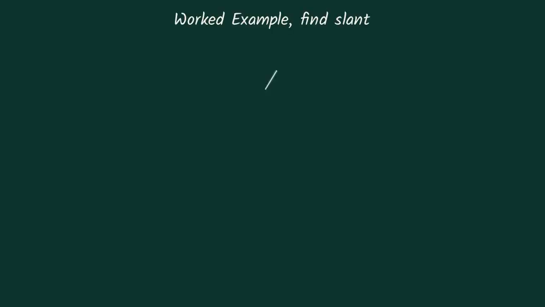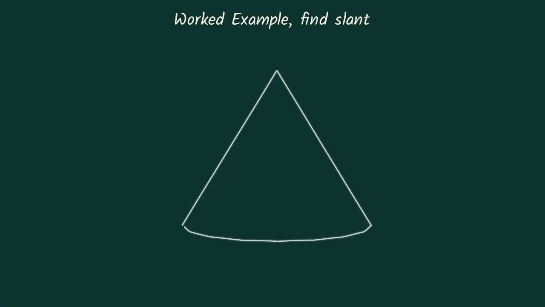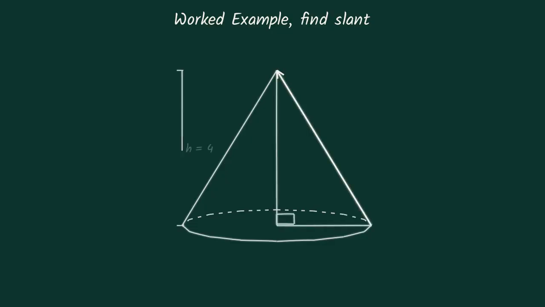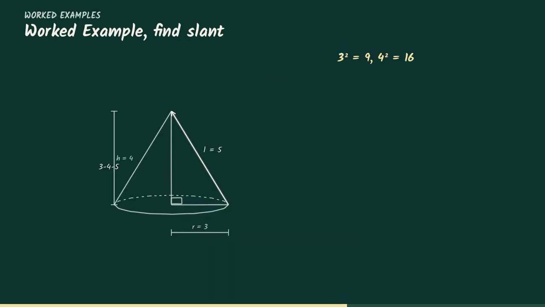A cone has radius 3 centimeters and vertical height 4 centimeters. Find the slant height, the curved surface area, and the volume, leaving pi in the answers that need it. Slant first. 3 squared is 9, 4 squared is 16, add to 25. And the square root is 5 centimeters, a clean 3-4-5.